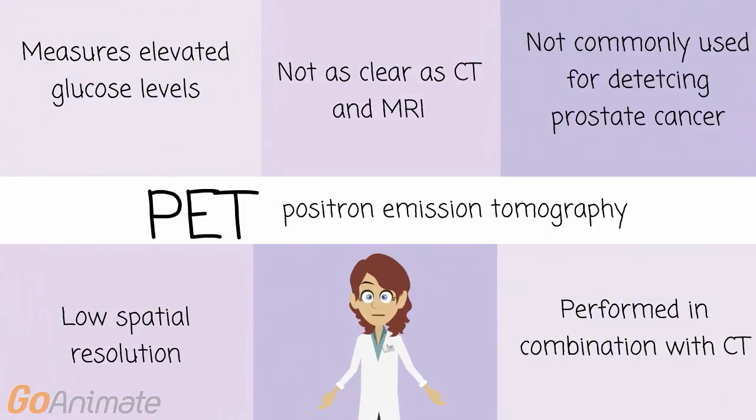PET scans generally measure elevated glucose levels. However, prostate cancer is slow growing, and as a result, the glucose levels are unlikely to be successfully measured because of the slow changes in glucose metabolism. This means that even if the cancer has spread, the PET scans could very well miss it. They are not as clear as CT scans and MRI, resulting in trouble localizing the exact spot of augmented activity. Therefore, it is not commonly used for detecting prostate cancer. PET scans show low spatial resolution, and it is usually performed in combination with CT for better accurate anatomical localization.